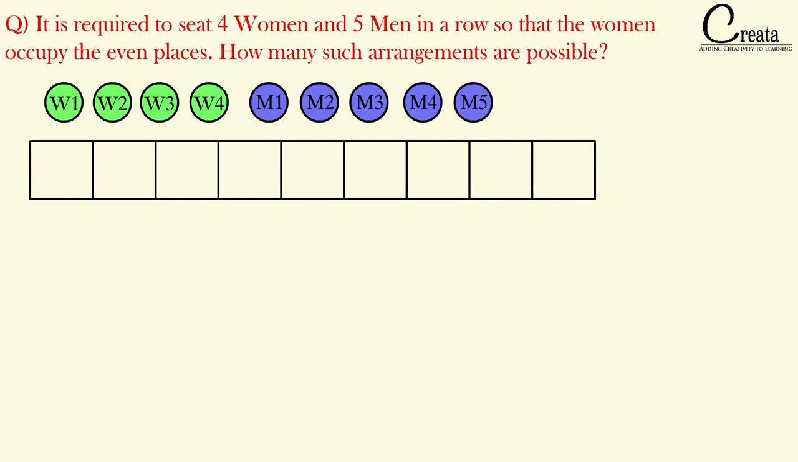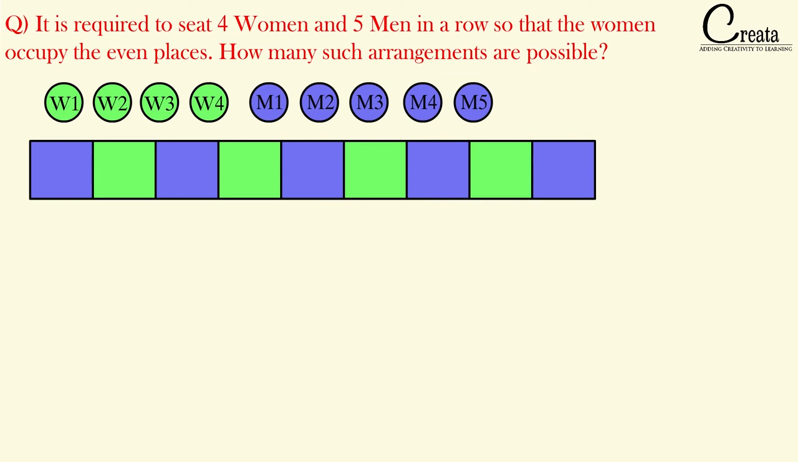But the condition is that the women should occupy the even places. Even places means the women can occupy the 2nd place, 4th place, 6th place and the 8th place. These are the even slots, and in the other places the men can fit in. So let's approach this question.